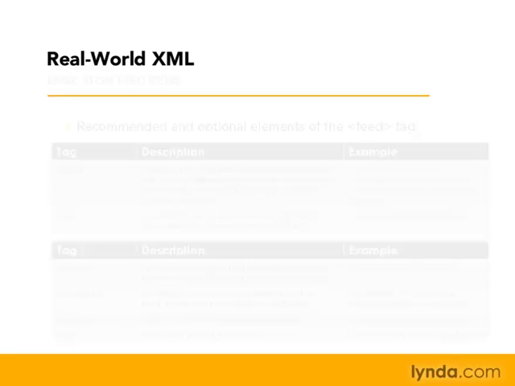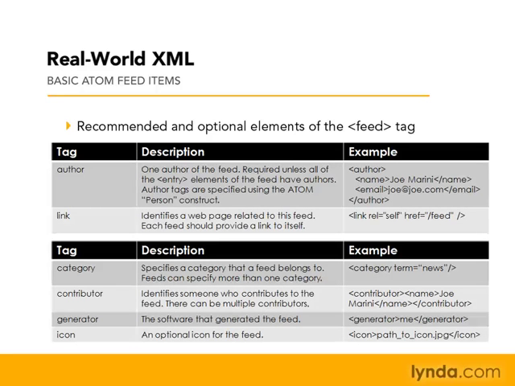Okay, let's continue on looking at some of the recommended and optional elements of the feed tag. The top table here lists 2 recommended tags, author and link, and the lower table lists elements that are considered to be optional of the feed tag. So the author tag, and you can have more than one of these, it indicates the author of the feed. And as I said, you can have multiple authors. The author tag is required unless all of the entry elements in the feed have authors as well.